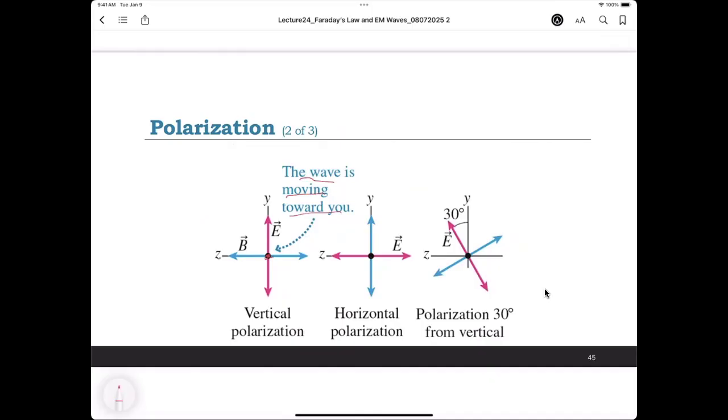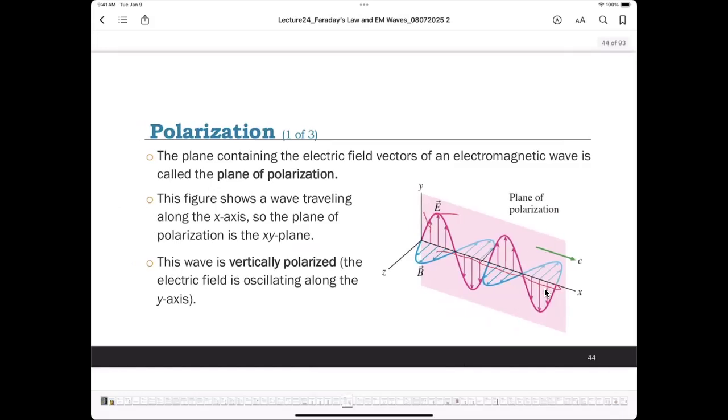And this is a vertical polarization, and this one is a horizontal polarization, because we only check the electric field. The plane containing the electric field vector of an electromagnetic wave is called the plane of polarization. Polarization only contains the electric field vector, not the magnetic field vector.